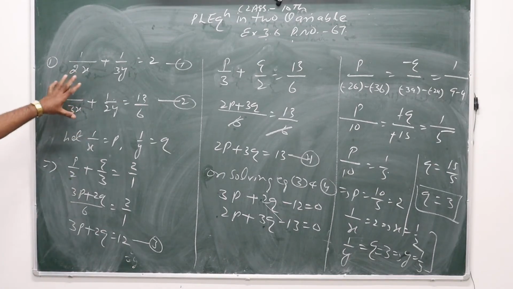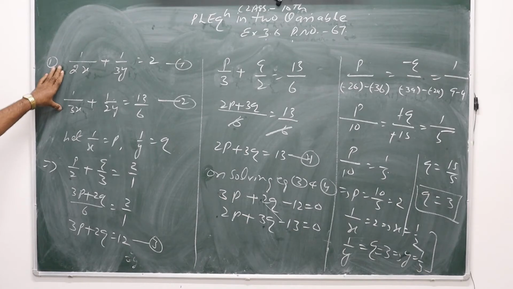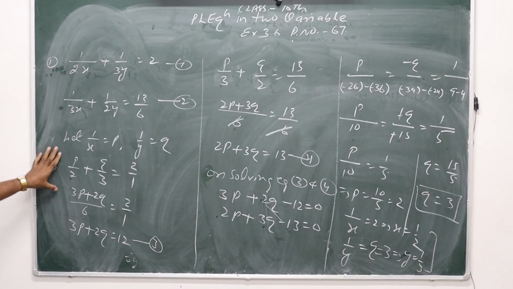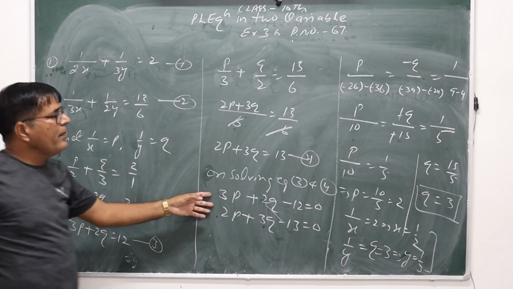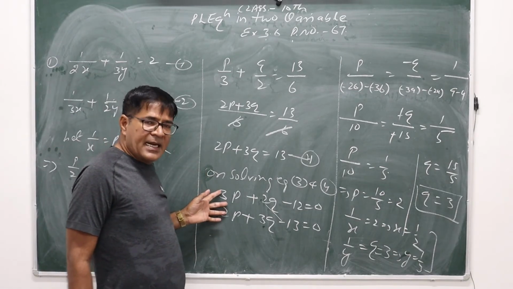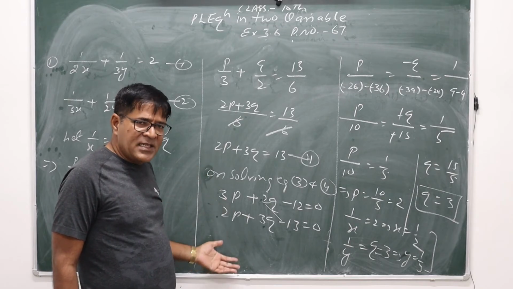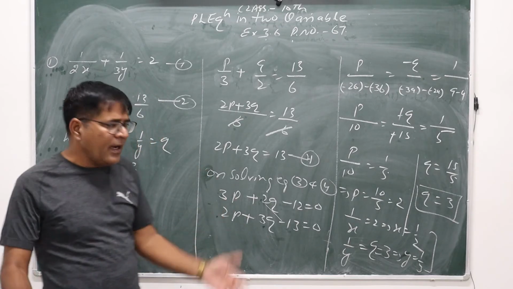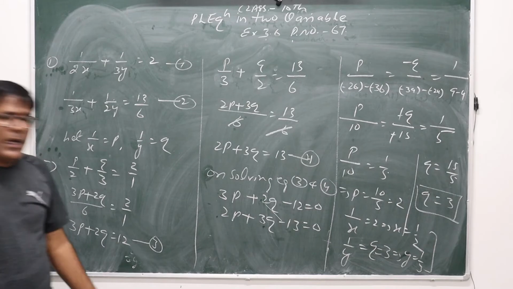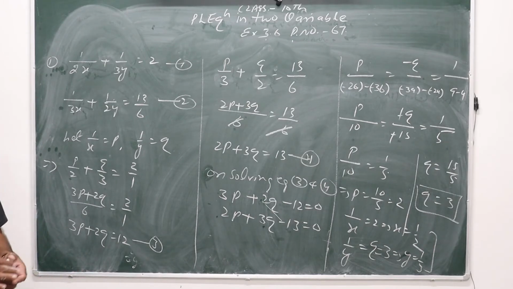So in this way, when the equations are not in standard form, or we can say they are in reducible form, we can first reduce them to standard form. And if they are in standard form, then using the substitution method, elimination method, or cross multiplication, whichever method is perfect for you, you can solve.